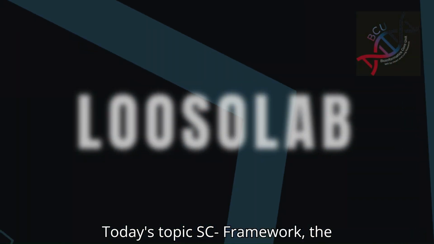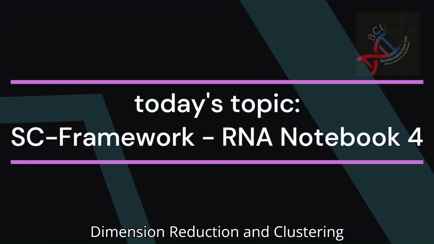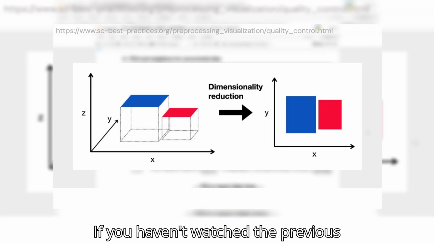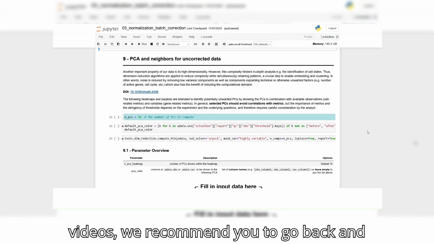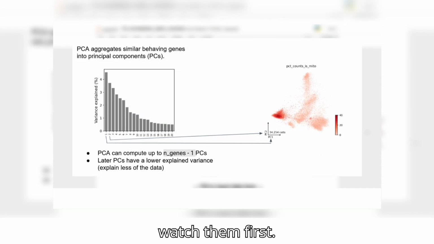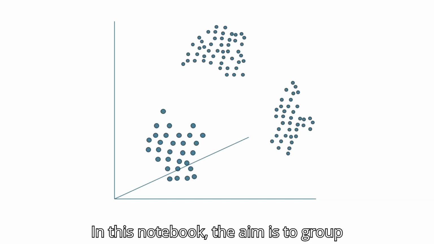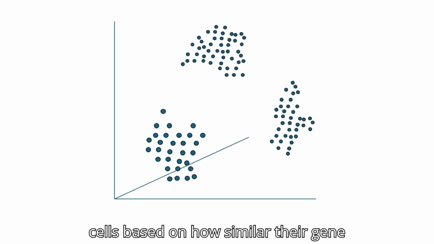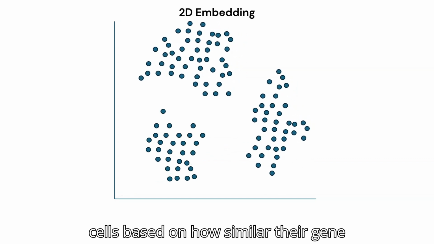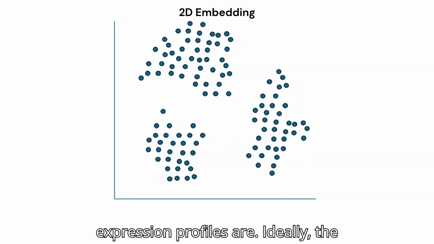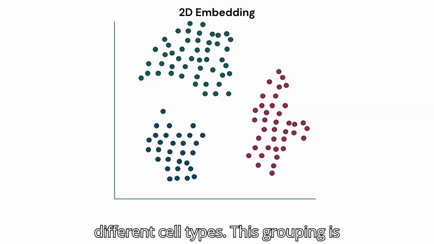Today's topic, SC Framework, the Dimension Reduction and Clustering Notebook. If you haven't watched the previous videos, we recommend you to go back and watch them first. In this notebook, the aim is to group cells based on how similar their gene expression profiles are. Ideally, the resulting clusters should represent different cell types.